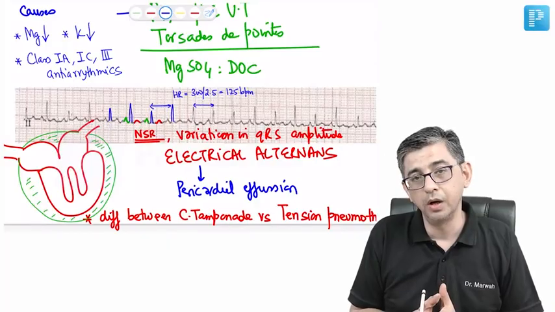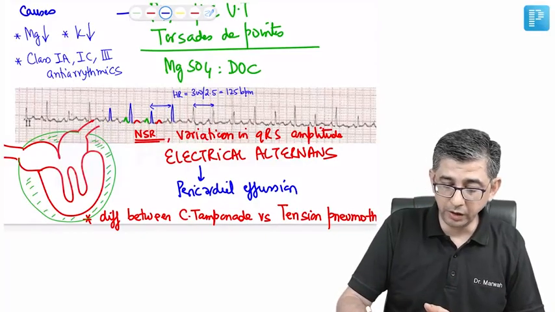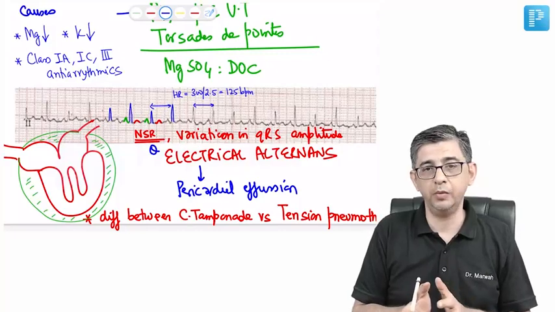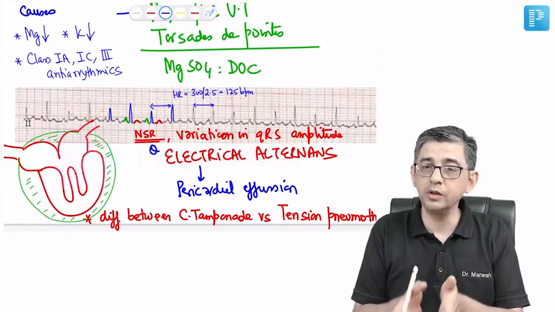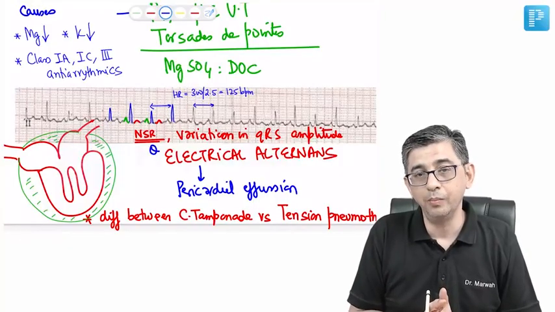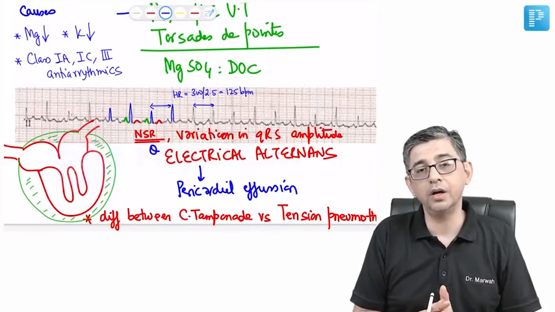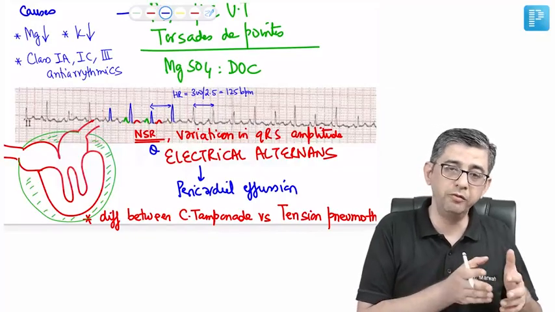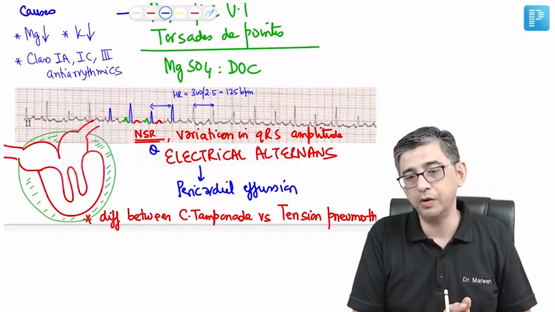So whenever you read this term electrical alternans, you will have a tendency to think in terms of cardiac tamponade, because yes, cardiac tamponade will occur in this patient after maybe a limited time when the amount of fluid increases. But if you read the term electrical alternans, your first answer would be pericardial effusion, which is one step before cardiac tamponade develops in a patient.